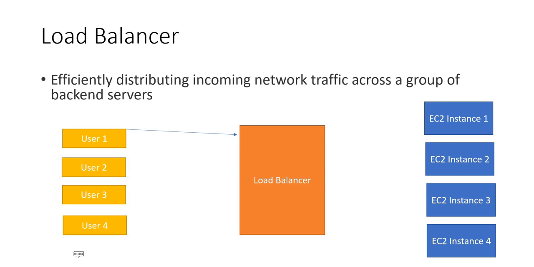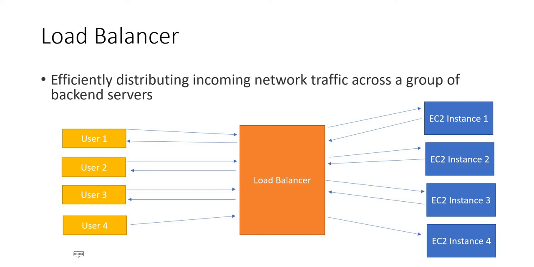For example, user 1 will request to a load balancer first. Here, the load balancer decides to which EC2 instance the request should go. Now the request has been redirected to EC2 instance 1. Here EC2 instance 1 has responded to the load balancer, and the response received from EC2 instance 1 will be received by user 1. Here is how it works with the rest of the users. Here you can see user 1 is served by EC2 instance 1 indirectly, user 2 is served by EC2 instance 2, user 3 by EC2 instance 3 and user 4 by EC2 instance 4.